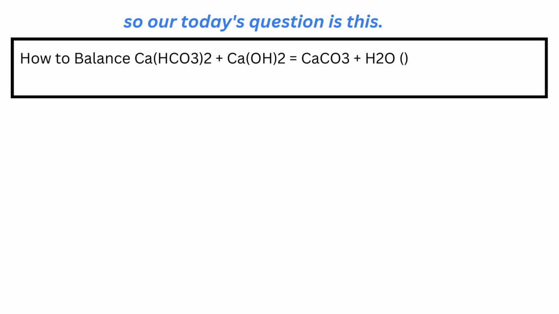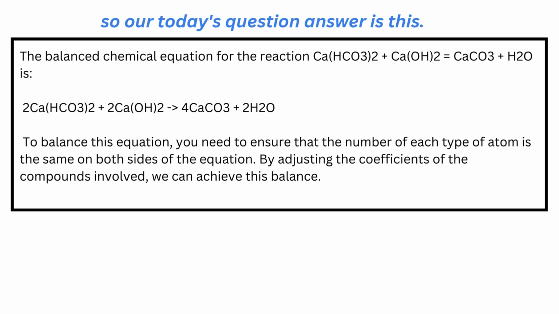How to balance Ca(HCO3)2 + Ca(OH)2 = CaCO3 + H2O? Correct answer: the balanced chemical equation for the reaction Ca(HCO3)2 + Ca(OH)2 = CaCO3 + H2O is 2Ca(HCO3)2 + 2Ca(OH)2 = 4CaCO3 + 2H2O. Correct answer.